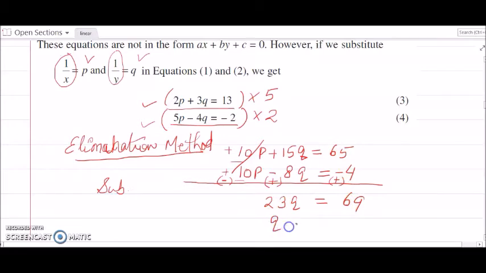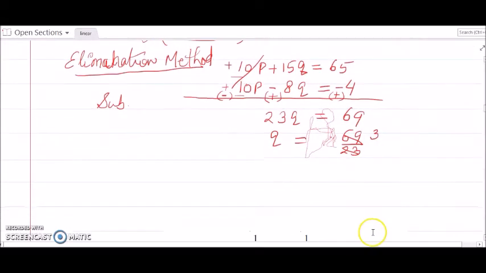From here you will get q is equal to 69 upon 23. It will give you 3, right? You got here q is equal to 3.